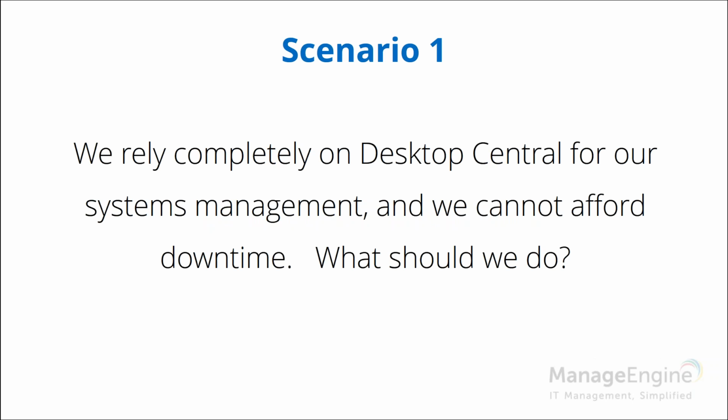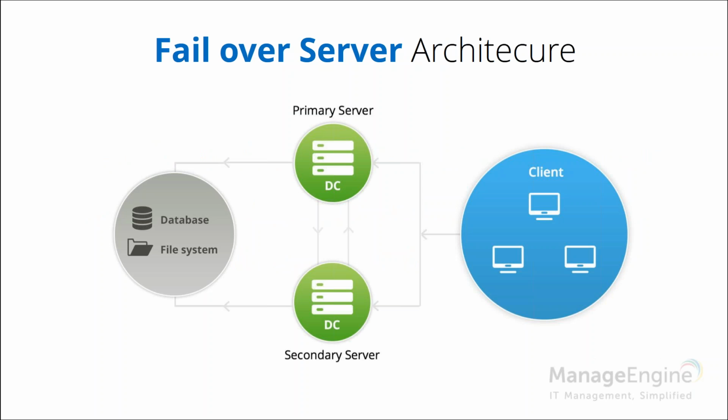Let's go ahead. Number one, we rely completely on Desktop Central for our system management and we cannot afford downtime. So what should we do? Meaning that I don't want to compromise on my data and the functionality of Desktop Central. Yes, we have a solution called Failover Server, which is an add-on in Desktop Central. You can make use of the Failover Server, and this is going to have another server with the database. It's going to share the information onto another server, and it's going to function concurrently.